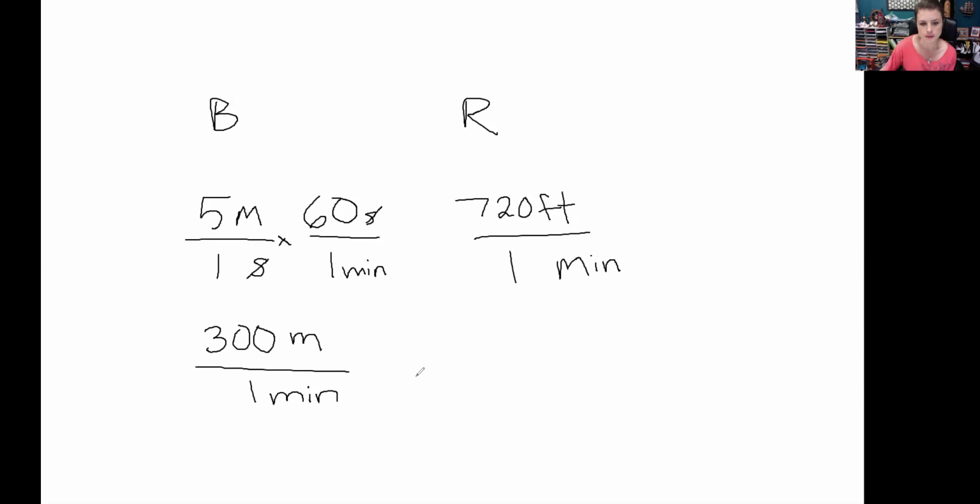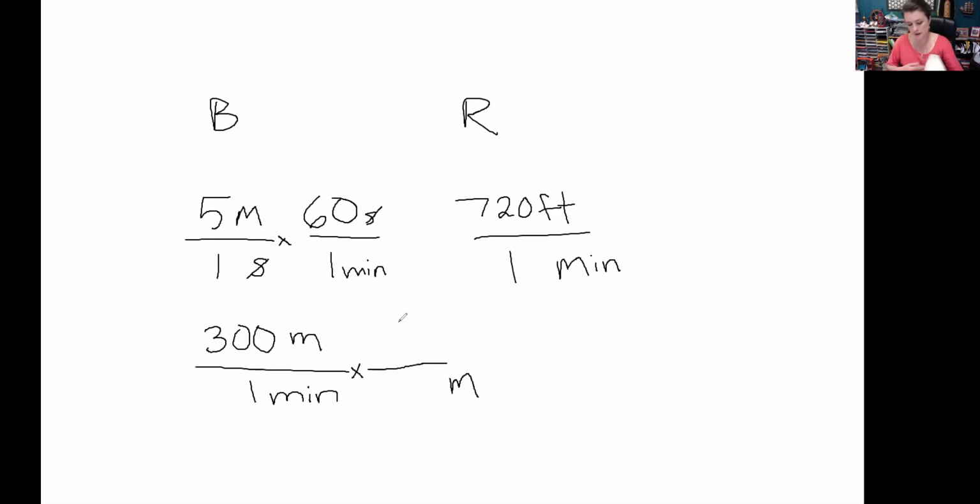So now my minutes match up, but my length or my distance doesn't match up. So 720 feet versus meters. So now I'm going to change, I'm still changing the blue one. I'm going to change it to be feet. So remember, I want my meters to be diagonal. So I'm going to use my conversion factor. I'm going to put meters on the bottom and feet on the top.